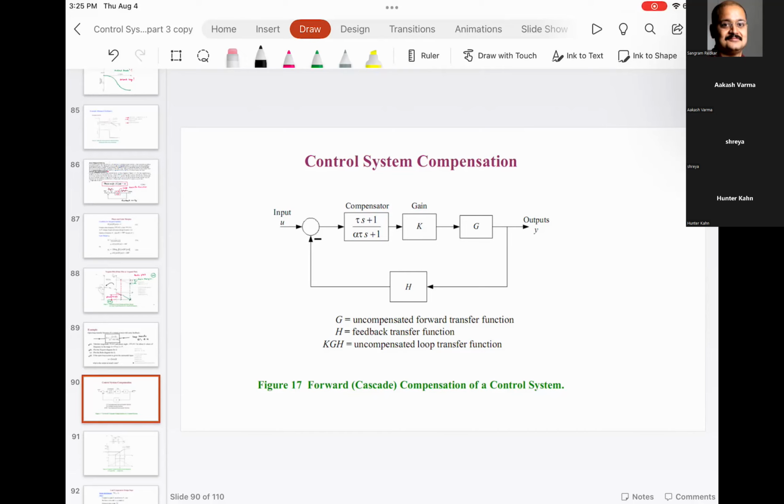Now, I want you to think for a second. If you have a proportional control, which means you just have a constant. If you have a derivative control, which means you have another constant multiplied by S. Let me write this down. If you have a proportional control, you just have K. If you have a proportional and derivative control, you have Kp plus Kd times S. If you have a proportional and integral control, Kp plus Ki over S.